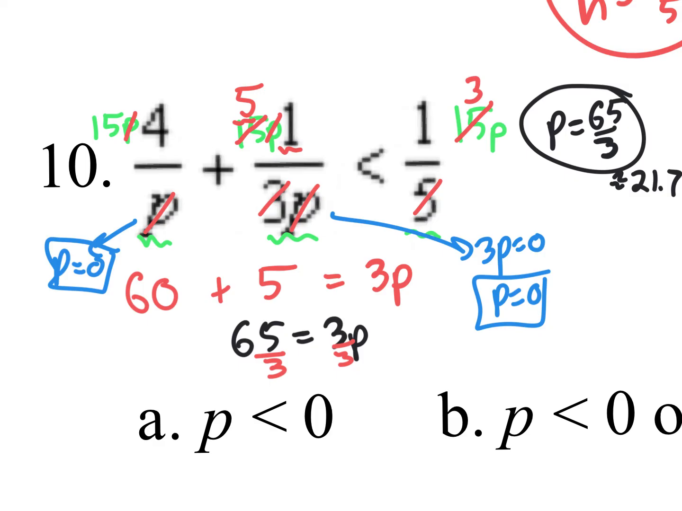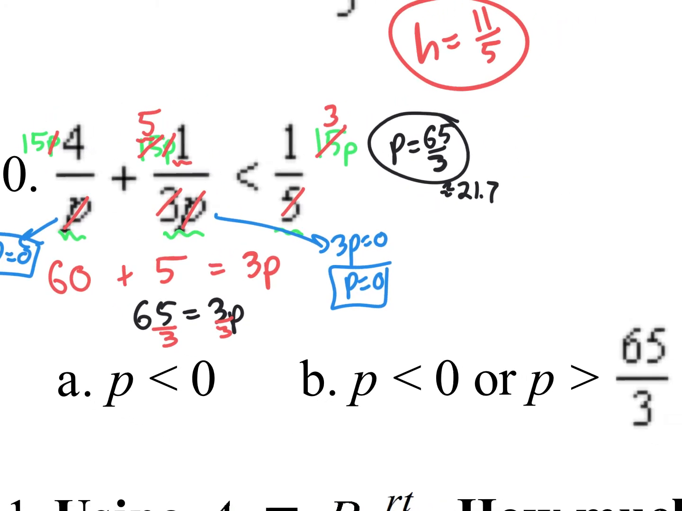And like I said before, you want to determine whether your p-values are below 0 or above 0. I just want to take one moment, and let's say instead of 3p, it said p plus 3. Then you would have to say p plus 3 equals 0, and you would solve, and your critical point would be p equals negative 3, okay? So again, we got our answer, pretending it was an equation, 65 thirds, and we got our critical points by setting the denominators equal to 0. In this case, it's the same critical point.